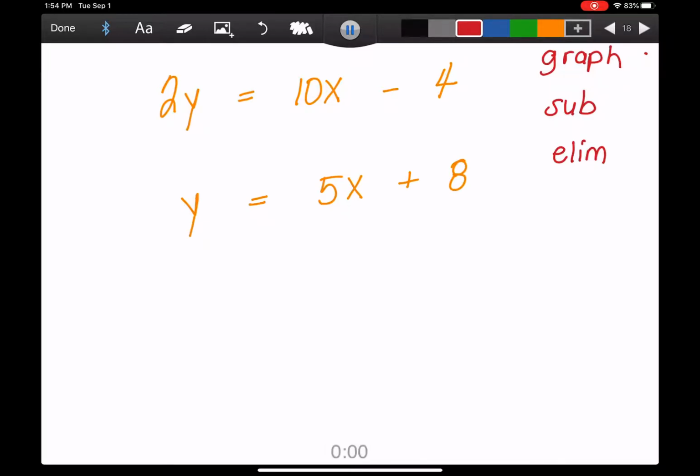So I noticed one thing really quickly. I've got slope-intercept form here, and I almost have slope-intercept form here. So if you're a fan of graphing, I might just rearrange that top one really quickly and graph them to get my answer. If you like to substitute, you might have noticed, oh, look at that. I can just substitute this in for y, and I can solve it pretty easily.